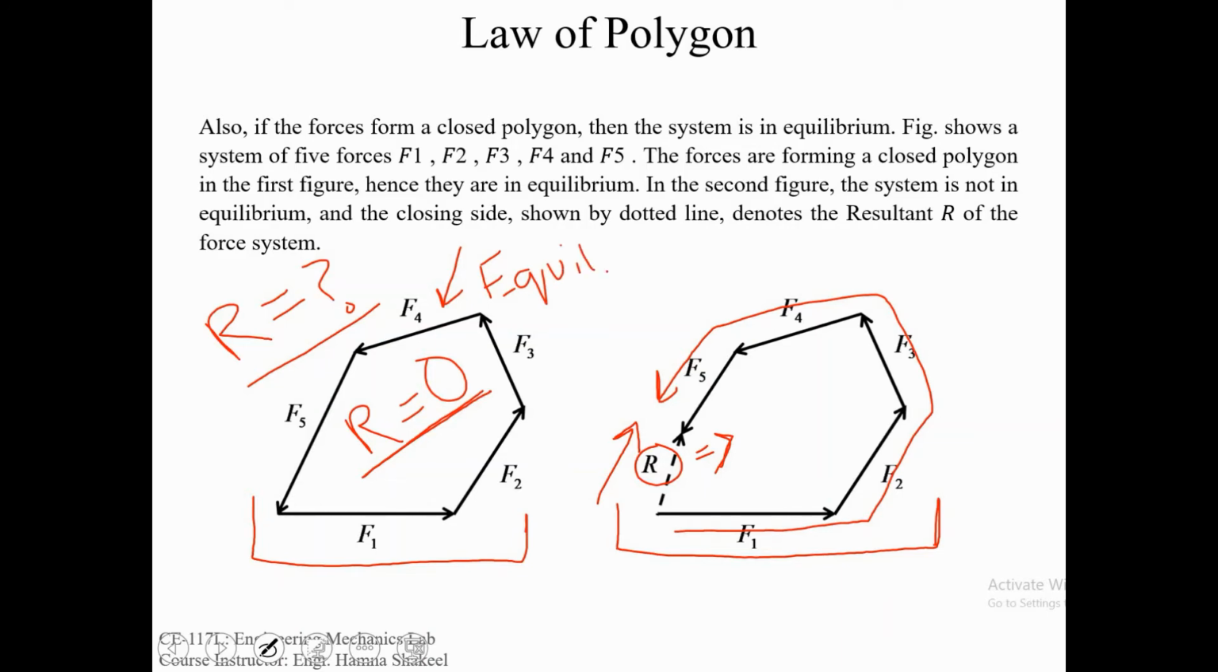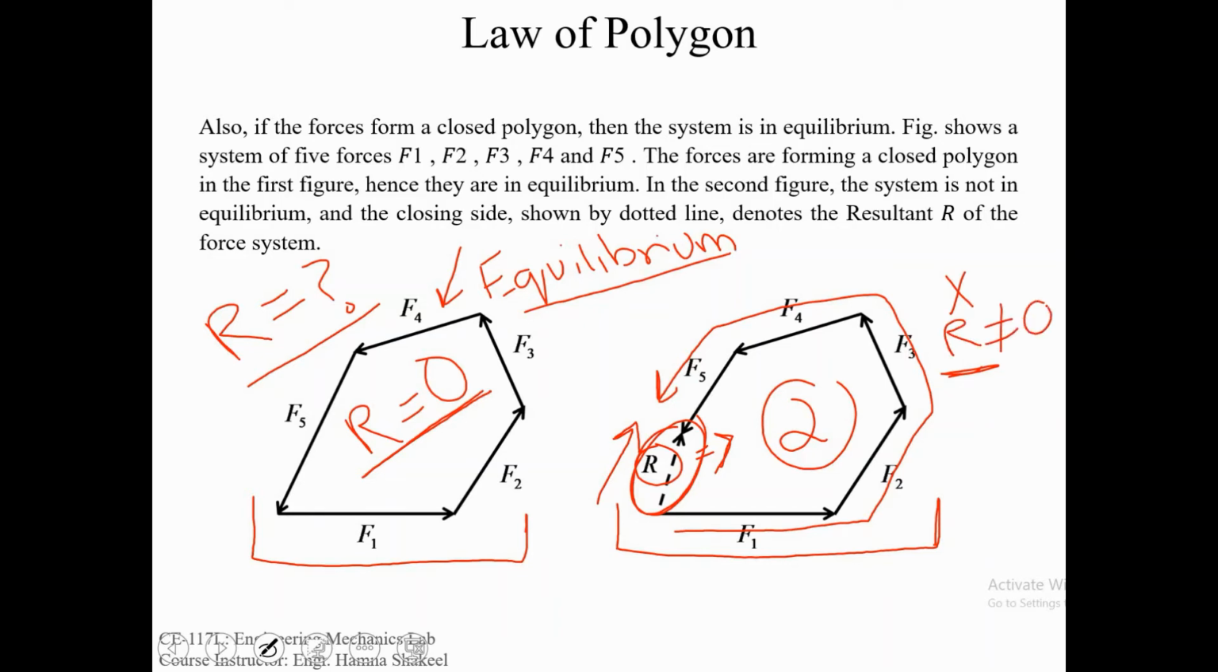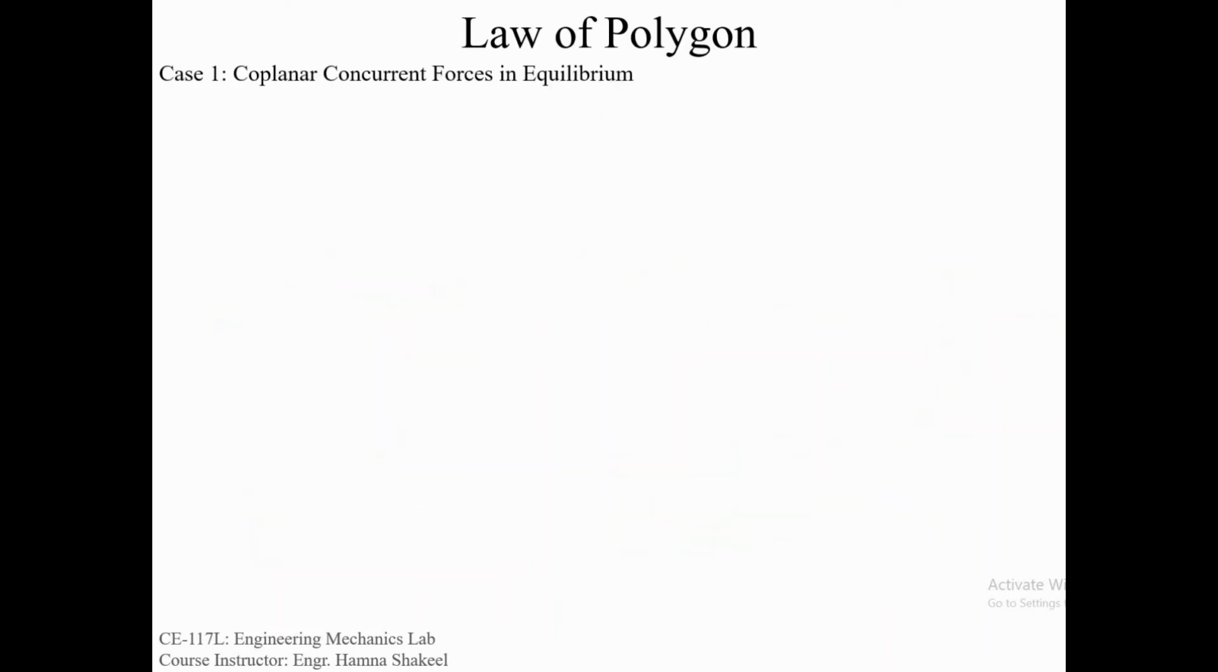So this is basically representing your equilibrium system. And in this second system, the resultant exists. It means that this system is not in equilibrium, as resultant is not equal to 0. So it will be accelerating in this R direction. Okay, let's move on and discuss these things in a little more detail.